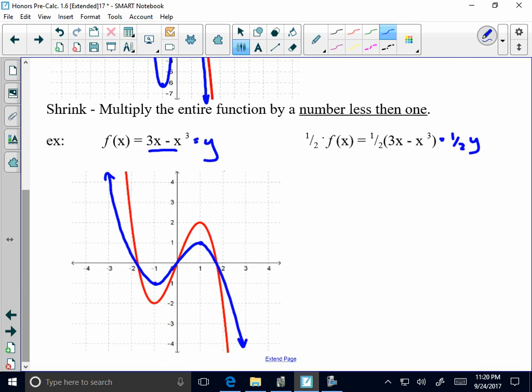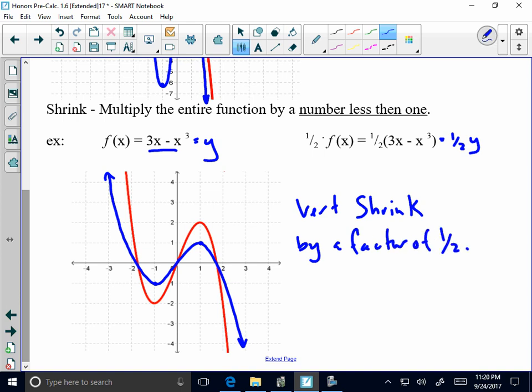And here we would say we have a vertical shrink by a factor of 1/2, because of course our function values are half their previous value when we're just looking at f. So those are the vertical stretches and shrinks and horizontal stretches and shrinks. We're going to move on now and talk about some problems, some evaluations.